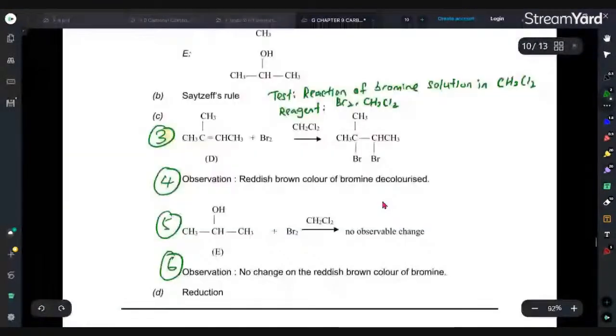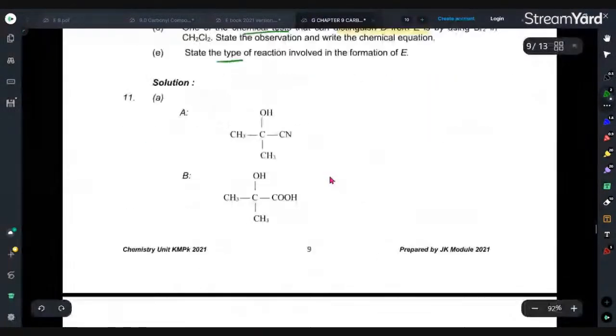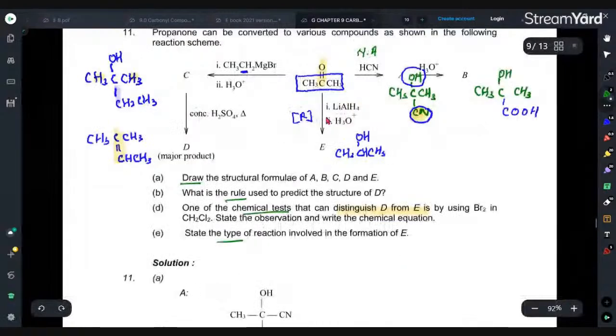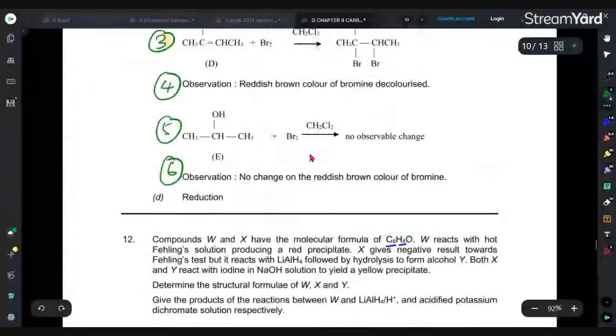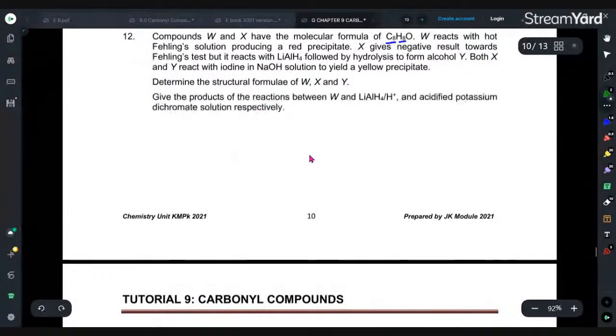Okay. What is the reaction of the E? Reduction? Yeah, already reduction. Okay, question 12. Question 12.